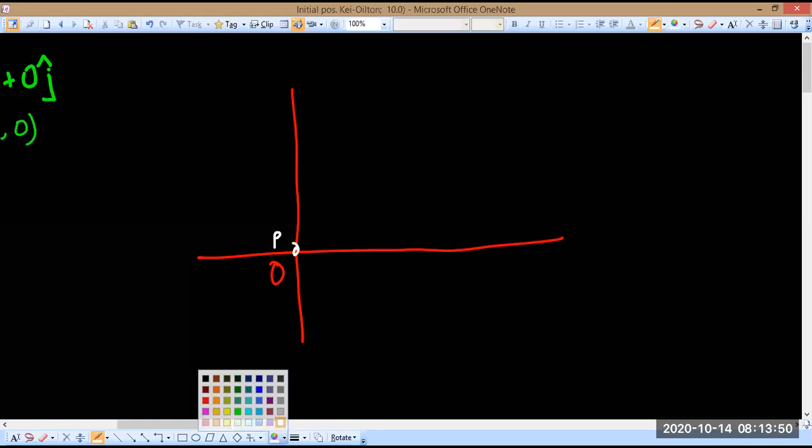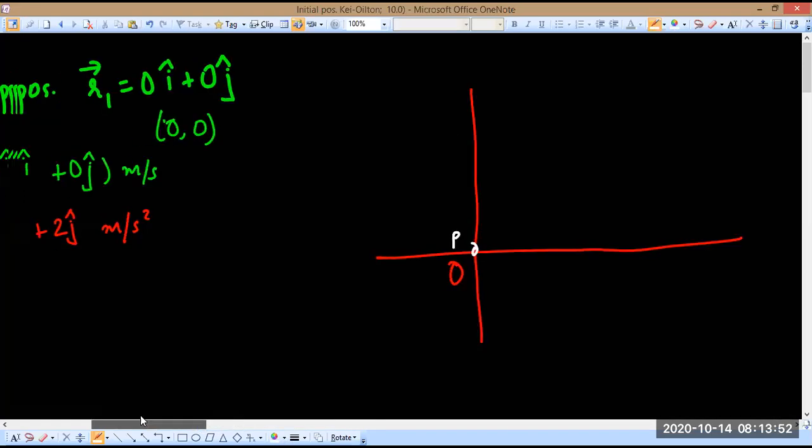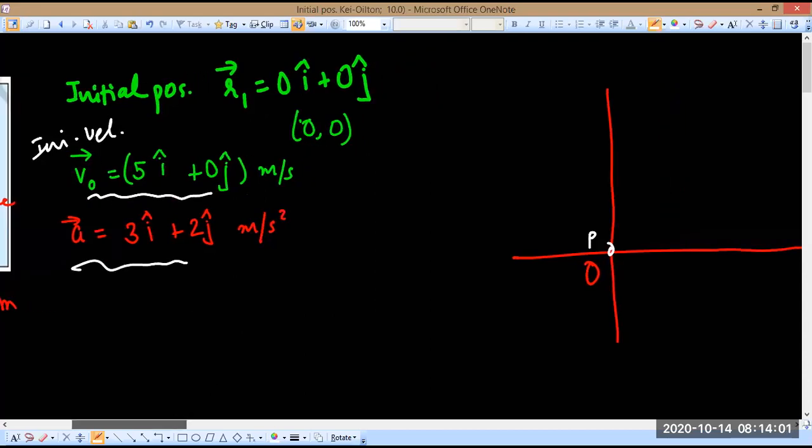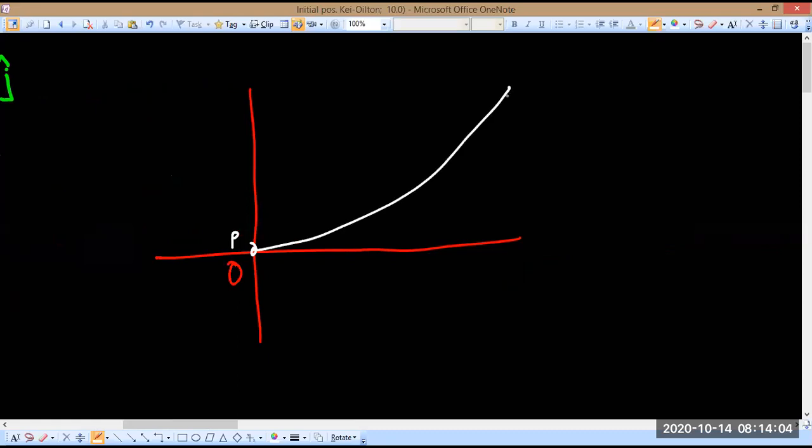This particle is now going to move. It has some initial velocity and some constant acceleration, so it's going to move. Let's say it moves like this. I'm just drawing it randomly, don't go by the shape. And it reaches here. Now at this point its x coordinate is 84, but we don't know the y coordinate, and we have to find this y. Is this clear?